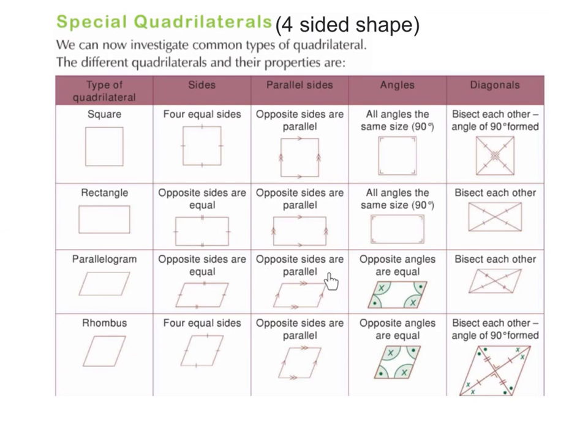So this side is parallel to this side. They're going in the same direction. And this side is parallel to this side. They're also going in the same direction. Opposite angles are equal in parallelograms. Let's look at this a little bit closer.